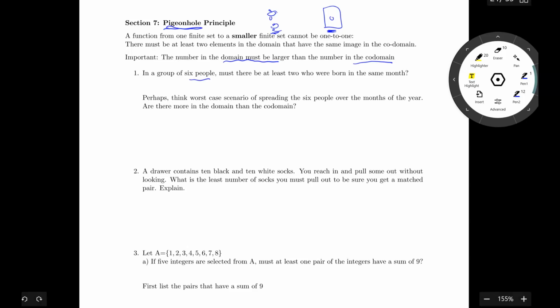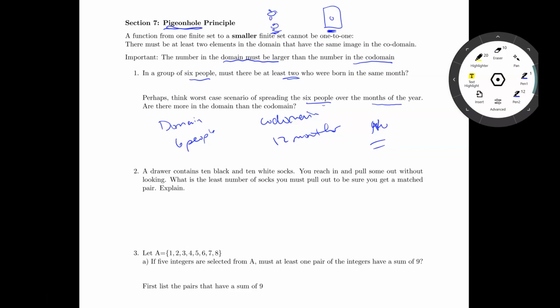In a group of 6 people, must there be at least 2 who were born in the same month? You want to think of the worst case scenario. So think of spreading the 6 people over the 12 months of the year. So no. In the domain, you have 6 people, right? In the codomain, you've got 12 months. So no, you could put people in the months January through June, and then you don't have an overlap.